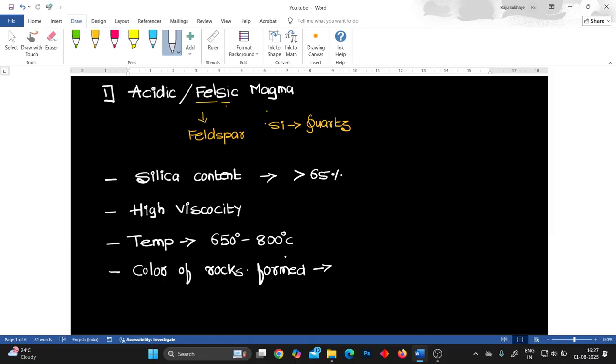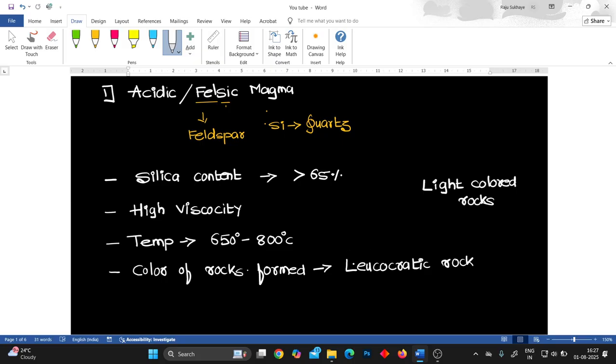If the igneous rock is forming from the acidic magma or felsic magma, it will be light colored, which in geological terms we call leucocratic rocks. What is a leucocratic rock? Leucocratic rocks are nothing but light colored rocks. You should keep in mind that based on color, we divide igneous rocks into various kinds.